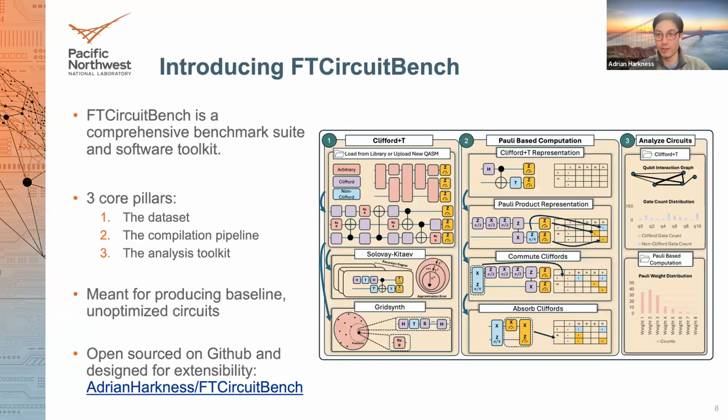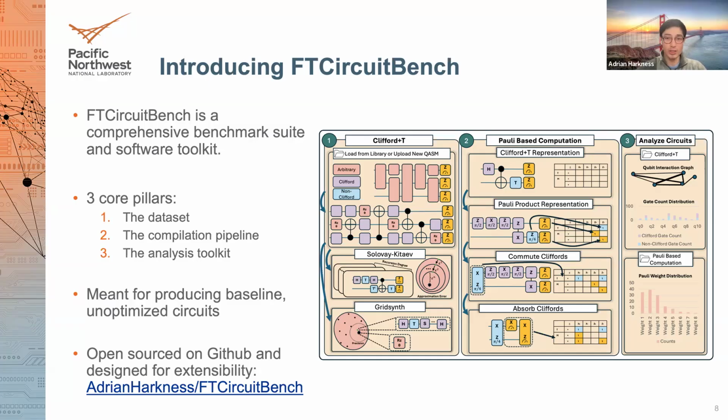Right. So now that we've motivated the need for standardized benchmarking in the fault-tolerant era, as well as narrowed our scope a little bit to these two leading architectures, I can give an overview of what FTCircuitBench is as a software package and as a paper. And I think the best way to think about it is consisting of three distinct components. So basically, we have a benchmark suite of curated, impactful algorithms for the fault-tolerant era, with pre-compiled examples to either of these models of computation, Clifford+T and Pauli-based computation.